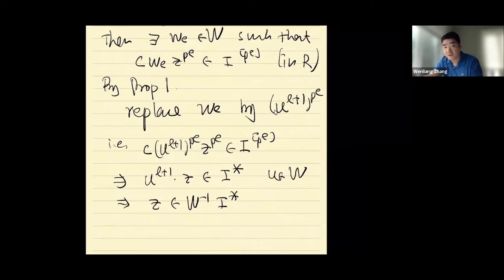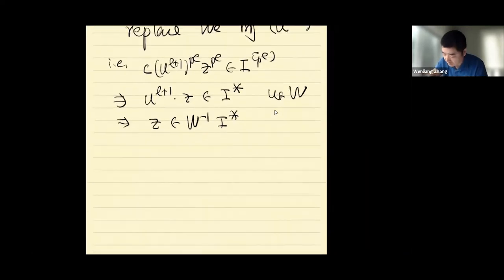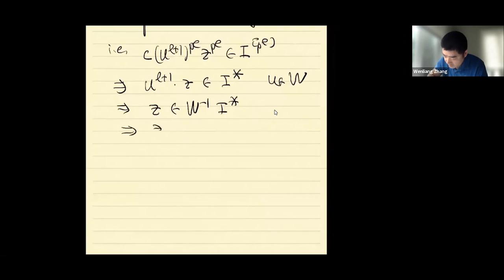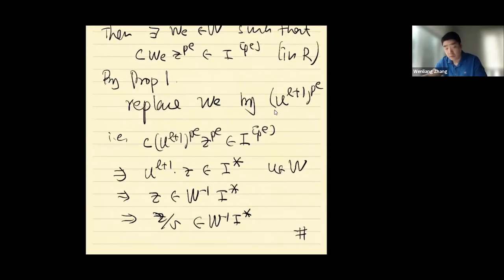Of course, I still have a denominator V twining around, because V is invertible in the localization, so it doesn't really play a role. So this means the element we begin with, Z over V, must be in the localization of tight closure. So that proves the theorem. All right, so any question on this?